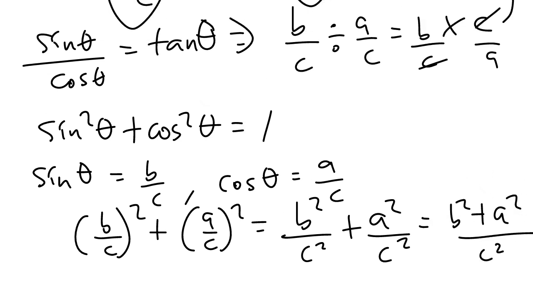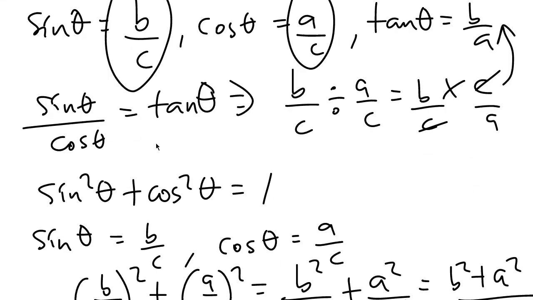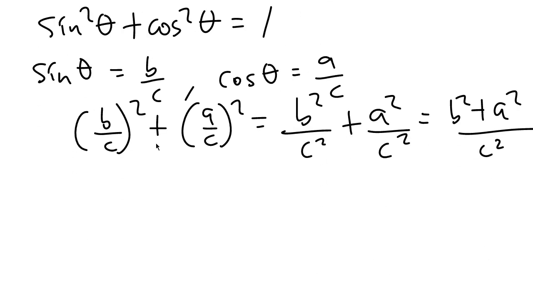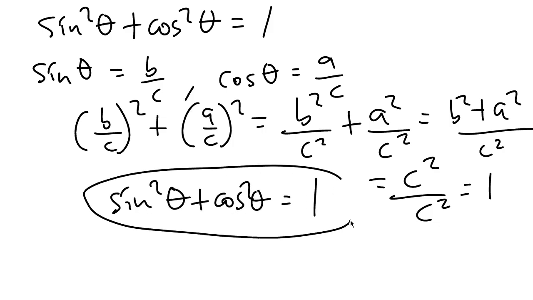You can see that this is a right angle triangle, and according to the Pythagoras theorem, C squared, which is the hypotenuse, is equal to A squared plus B squared. So we can replace B squared plus A squared with C squared, and that will be C squared over C squared, which is 1. So we can comfortably say that sine squared theta plus cos squared theta is equal to 1.